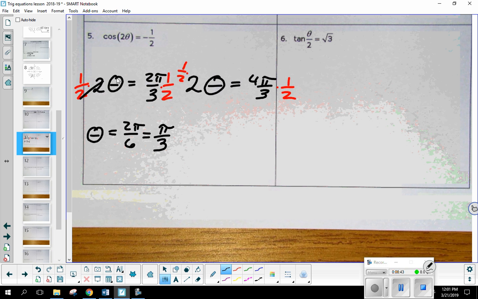Okay. Now the other one, again, the 1/2 and the 2 are going to cancel. So there's my theta equals, but 4/3 pi times 1/2, that's going to be 4 pi over 6. So what's that one? Okay, 2 pi over 3.